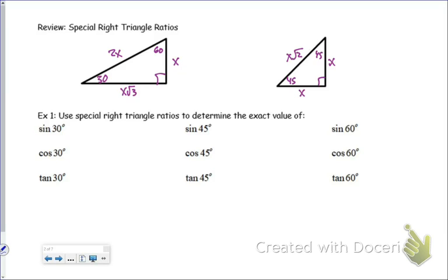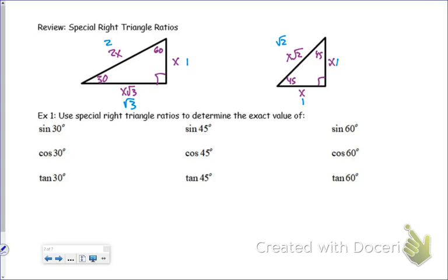So x could stand for any value. If you want the simplest value to plug in, it would probably just be 1. So if I plugged in 1, this would be 1, this would be root 3, and this would be 2. If I plugged in 1 here, this would be 1, 1, root 2. I can use any value I want for x. So we're going to look at these triangles with two different values plugged in for x.